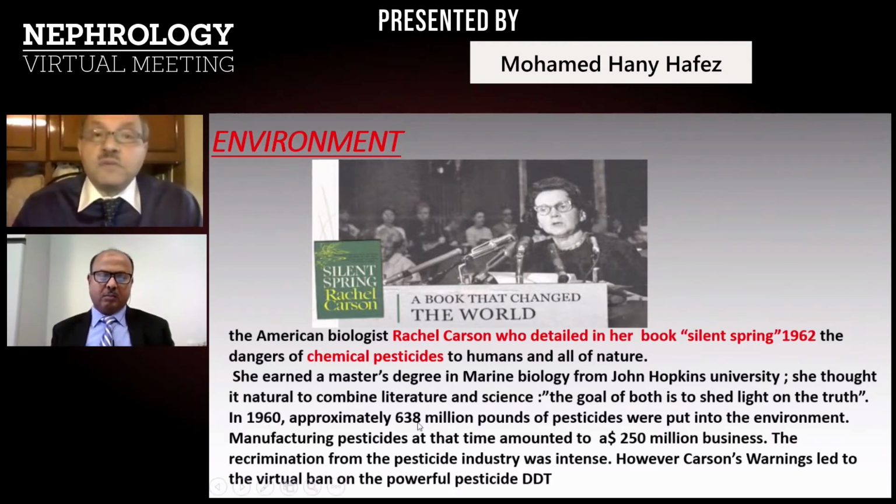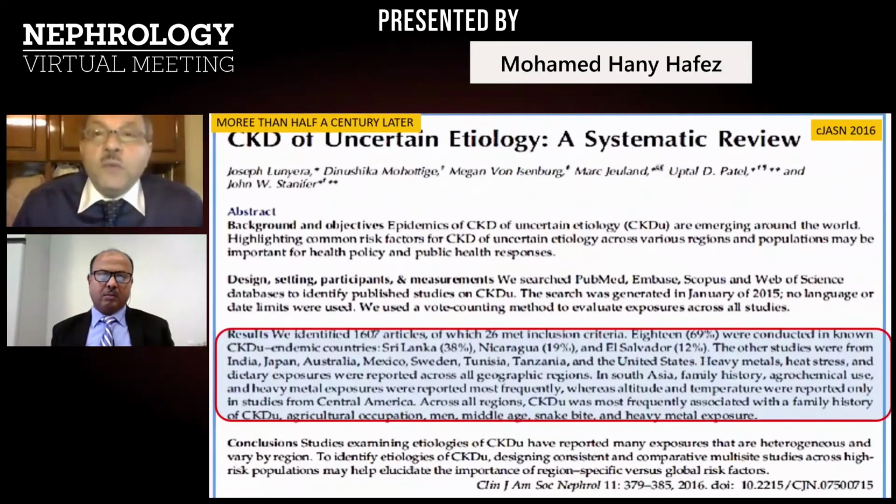In 1960, approximately 638 million pounds of pesticides were put into the environment. And this business amounted to $250 million at that time. But with her perseverance, she succeeded in giving this warning to the world. And by her warning, there was a virtual ban on the powerful pesticide DDT in the 60s. But more than half a century later, in 2016, we have again this environmental concern, but now it is coming from the sea.